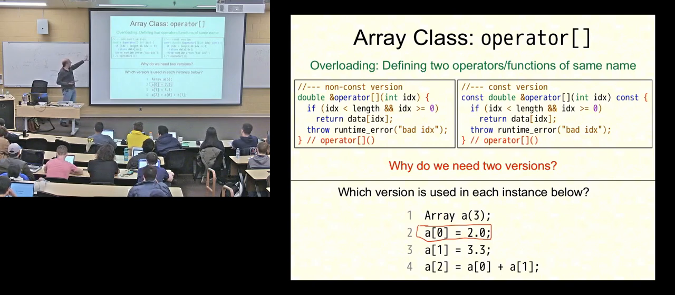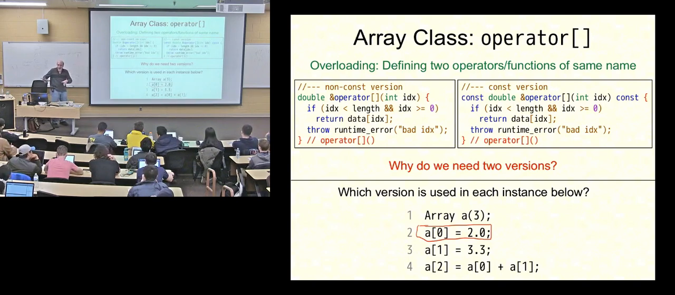Now the first one here, let's look at the left one, says double reference, operator square brackets, give me an integer index. So if we give it an integer index, it checks the length. If the index is valid, it returns data sub index, otherwise it throws an exception. And let's look back at the return type. The return type is double reference.